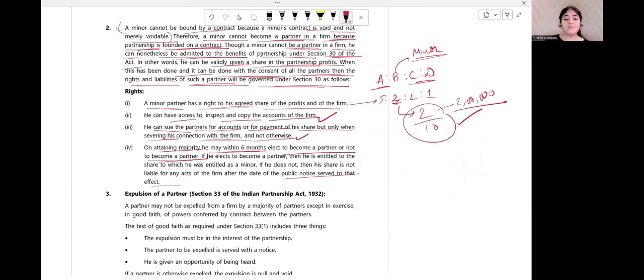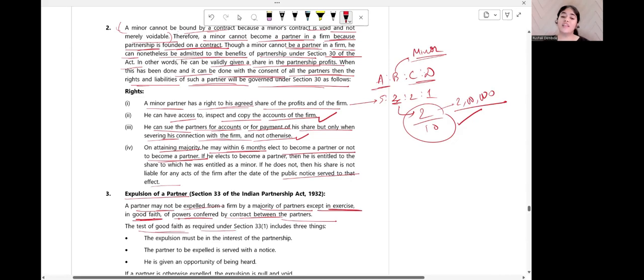Let's see. Expulsion of a partner. A partner may not be expelled from a firm by a majority of partners except in exercise in good faith of powers conferred by the contract between the partners. We have to remove Mr. G because he is fraudulently withdrawing cash from our bank. So in good faith, to save the money of the firm, we have to remove him. He was not given the power to withdraw the money, still he is withdrawing the money.